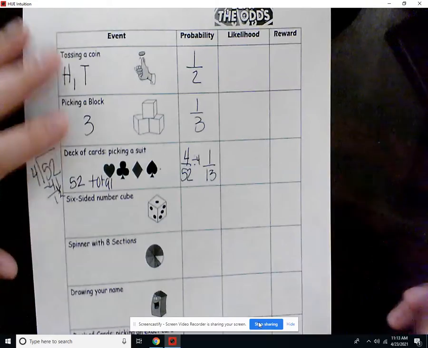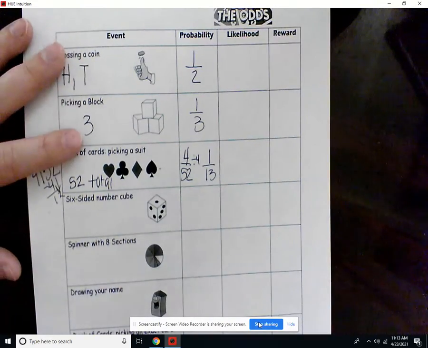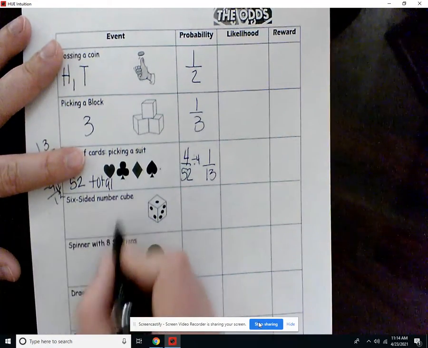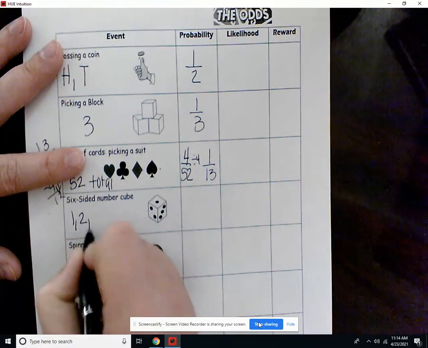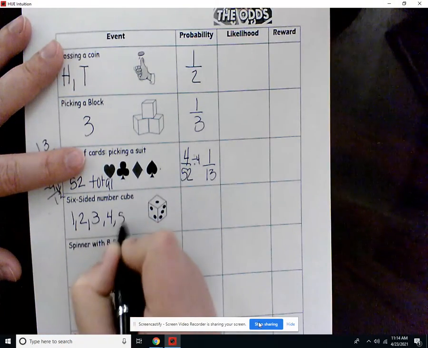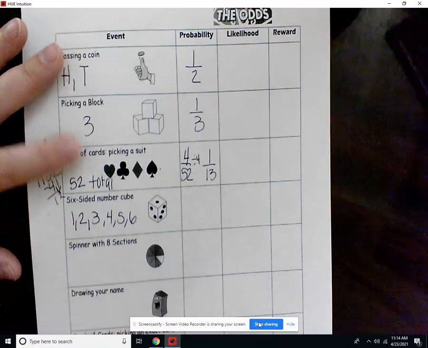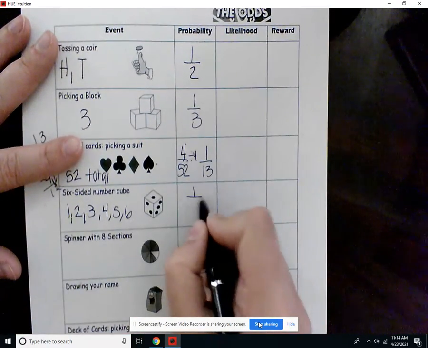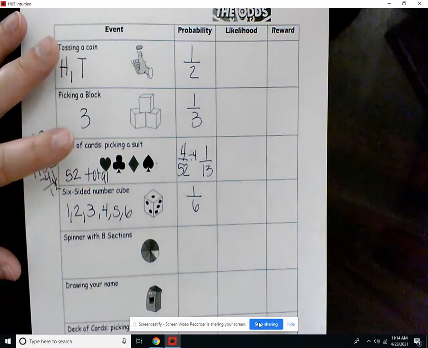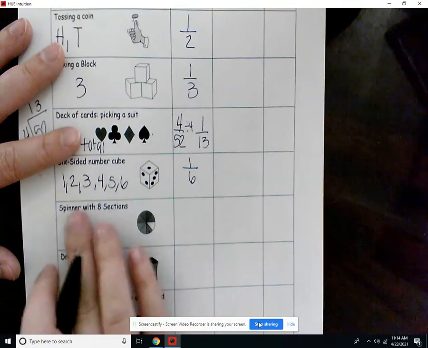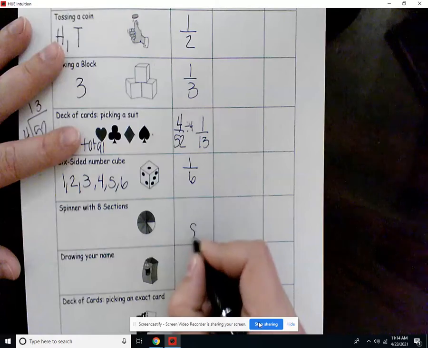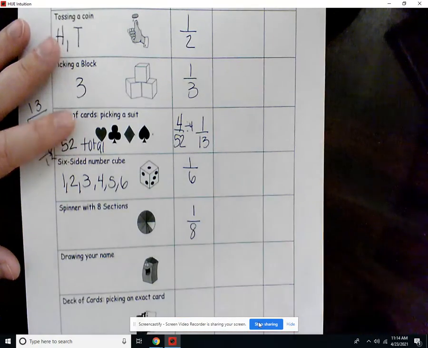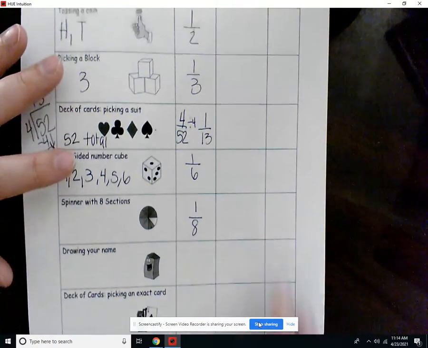All right, a 6-sided cube. So we have 6 numbers, 1, 2, 3, 4, 5, and 6. So a 6-sided number cube is a die. So we have 6 choices. So we have a 1 in 6 chance of picking one of those. If a spinner has 8 sections, so again, there's 8 choices. So we have a 1/8 chance of picking one of those.